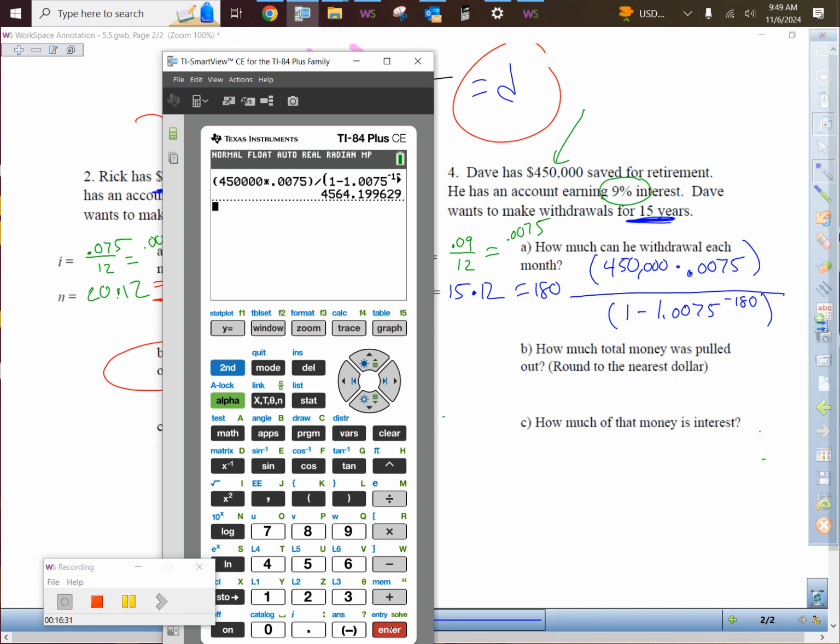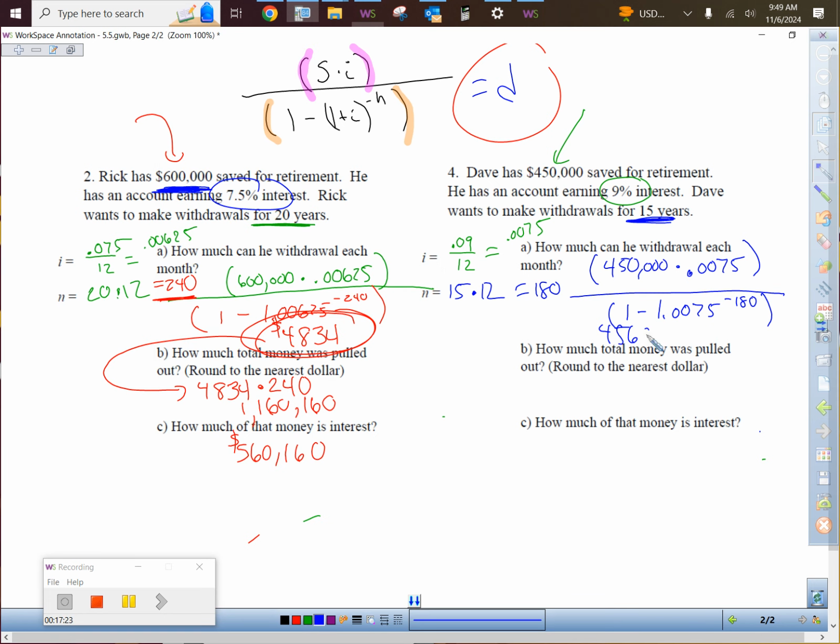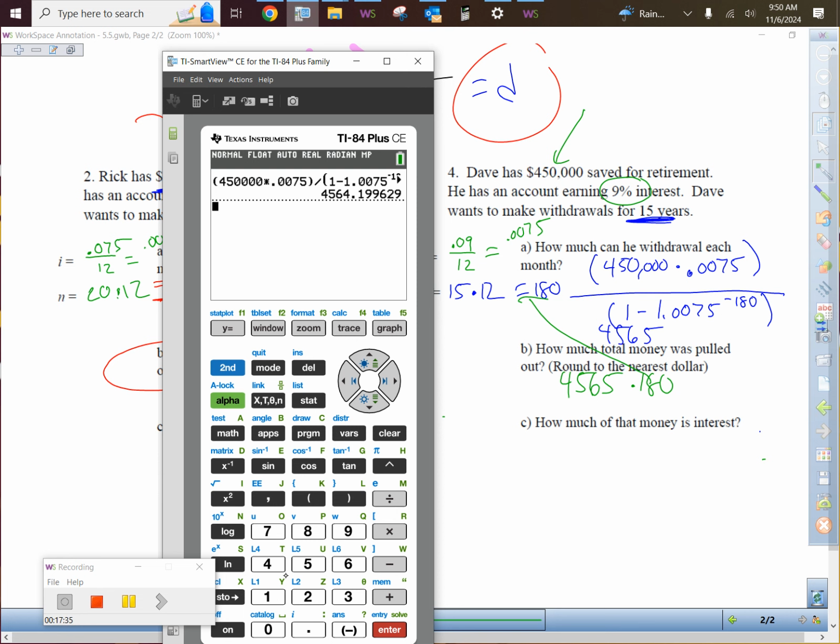Sometimes that happens, you know. Try it another time if you punched it in wrong. Sometimes we miss a 0 in a spot, so punch it in again. But 4,565. How much money did he earn? Every month he pulled out 4,565, and he did that 180 times. Where did that 180 come from? And then we'll punch that in. 4,565 times 180. $821,700.